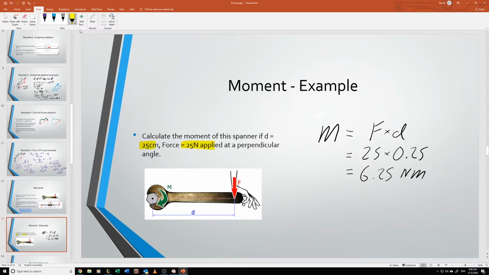We are using SI units here, so our force is measured in newtons, and our distance is measured in meters. So 25 centimeters is 0.25. It's not 25, it's 0.25, because it is 0.25 of a meter. 25 times 0.25 is 6.25. And there we have our units: Nm, which is newton meters, which makes sense because our original units are newtons and meters.